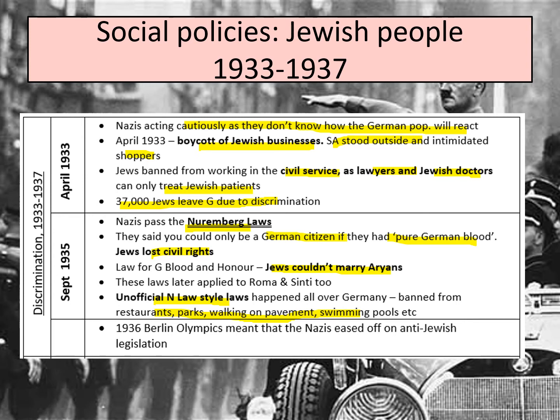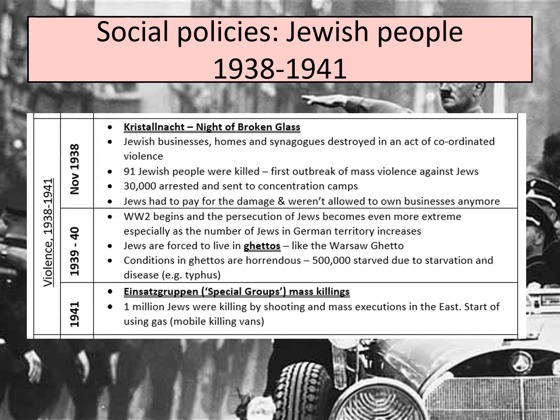But things get even worse over time, as the German population didn't react badly to the boycotts or the Nuremberg laws. There was no opposition from them, and therefore the Nazis became more extreme over time. Nazi policies towards the Jews turned violent in November 1938 with an event called Kristallnacht, the Night of Broken Glass. During this night, Jewish businesses, homes and synagogues were destroyed in an act of coordinated violence and outpouring of hatred against the innocent Jewish community.